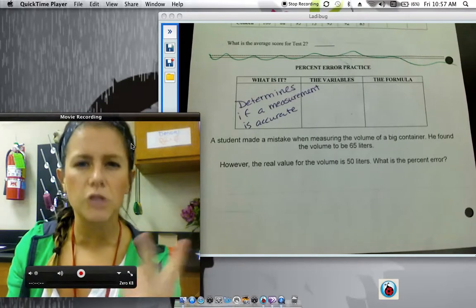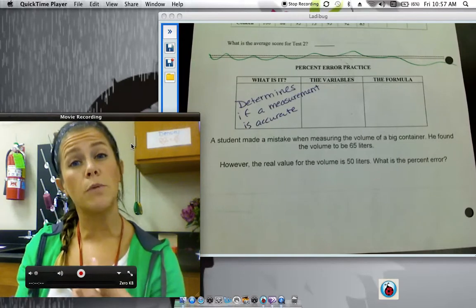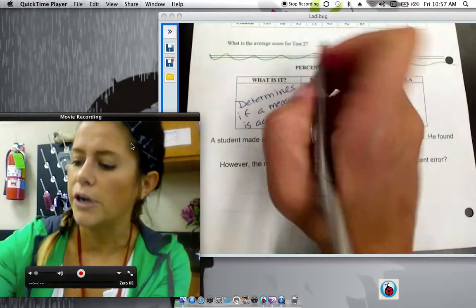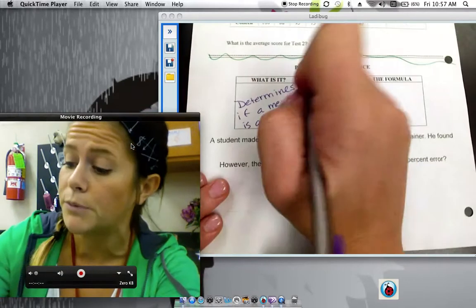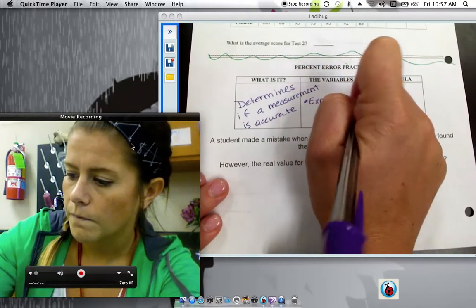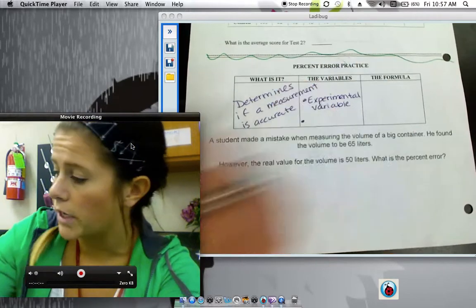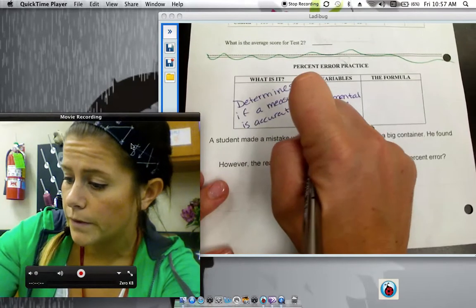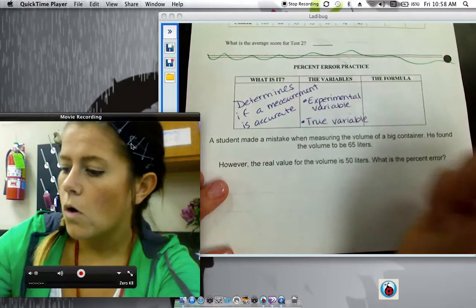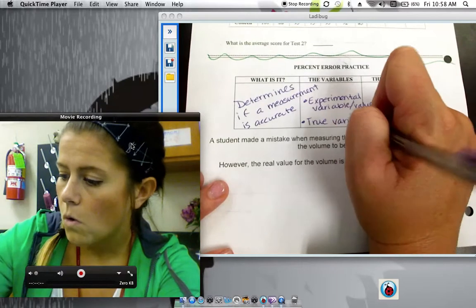So there's going to be two variables that you deal with in percent error. So two factors, or maybe if you're getting word problems, that you are going to have to pull out and tell me what they are. The first variable that you're going to find is basically the experimental variable. The second variable is going to be the true variable. Or we can even call these values experimental value or true value.